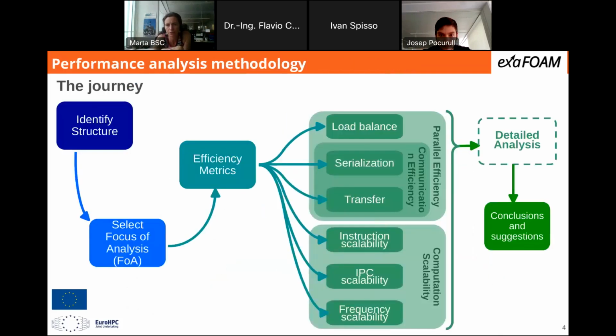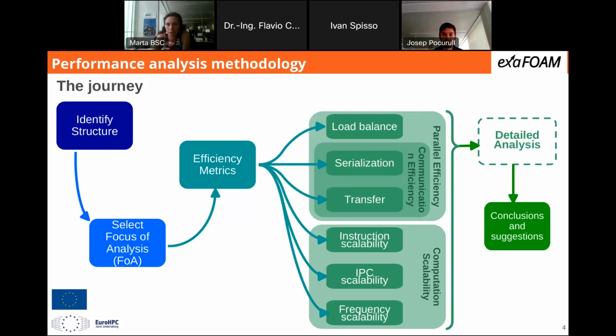So next, please, Josep. The methodology that we follow has different steps. We start by trying to identify the structure of the code that we are analyzing. We select the focus of analysis. The focus of analysis is the part that we will focus on analyzing. It can be the whole execution, it can be a time step, or it can be a part of the time step, depending on what we are interested in.